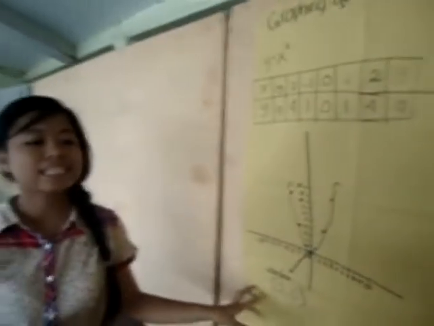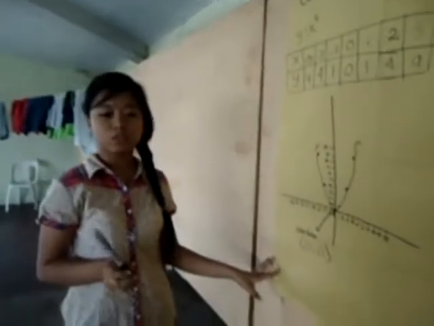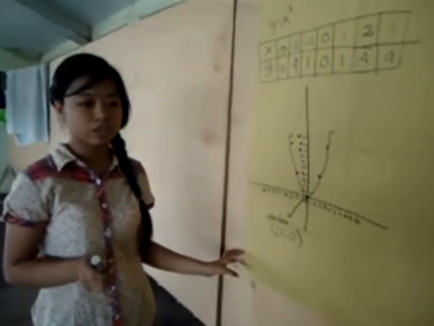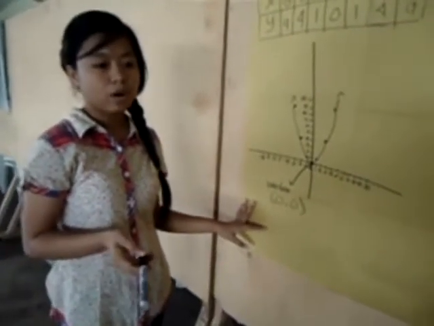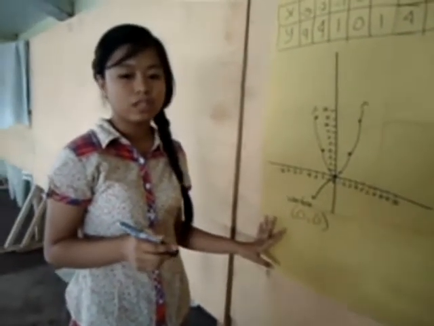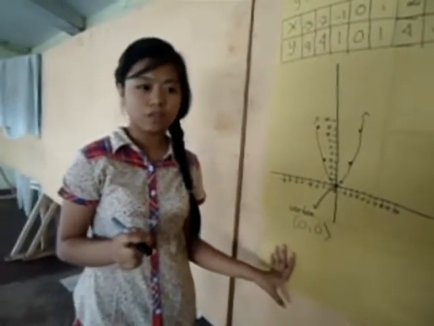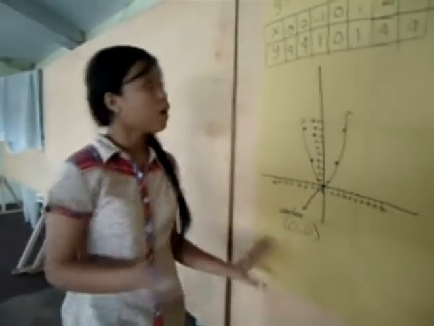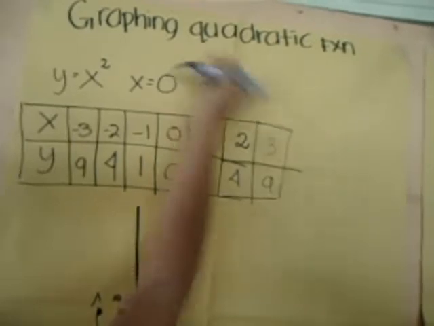The parabola is symmetrical with respect to the line that passes through the vertex. This line is called the axis of symmetry. It divides the parabola into two parts so that one part is a reflection of the other part. In other words, if the grid paper containing the parabola is folded along this line of symmetry, the two parts will fit on top of each other. The axis of symmetry of y equals x squared is the line x equals 0.